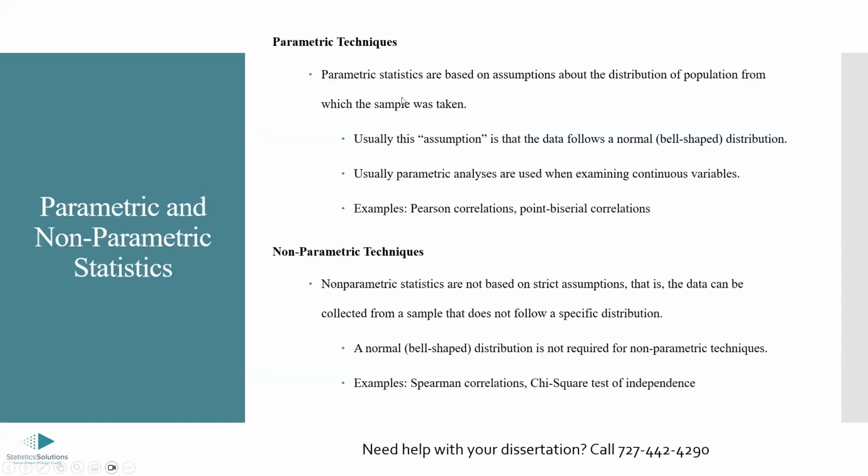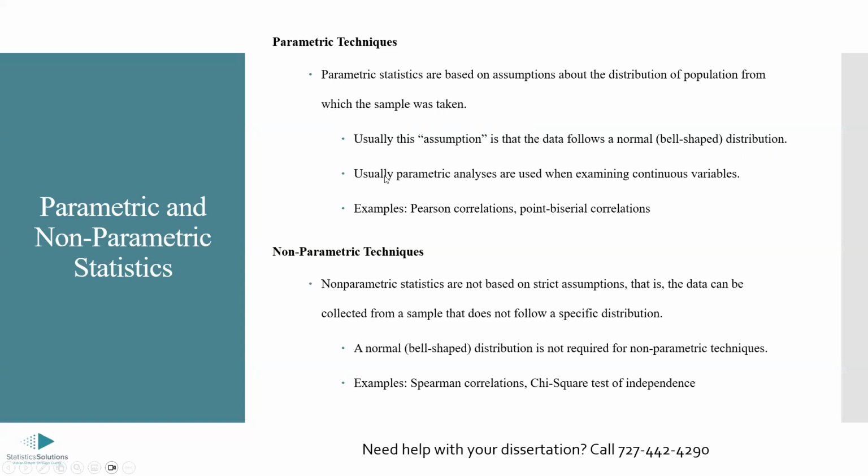So with that information, then in general, analyses will fall into parametric or non-parametric families. Parametric statistics are based on assumptions about the distribution from which your sample was derived. Usually, this assumption is that your data follows a normal or a bell-shaped distribution. I'm sure everyone here at some point has seen a bell-shaped curve or normal distribution. That is the primary assumption for running parametric techniques.